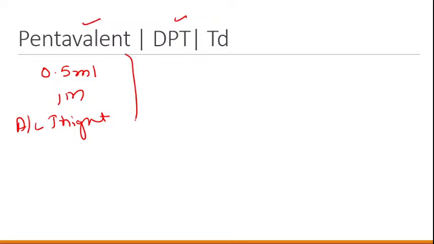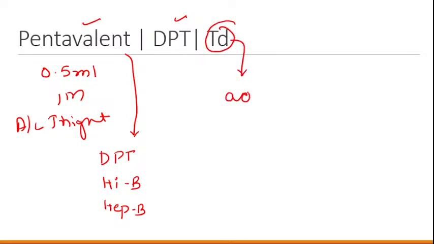Now pentavalent, DPT and TD, they are all given. Pentavalent and DPT are 0.5 ml intramuscular on the anterolateral aspect of the thigh, right? Pentavalent has 5 vaccines: DPT plus Haemophilus influenzae B plus hepatitis B, right? Now what is this TD? The small d stands for adult diphtheria.